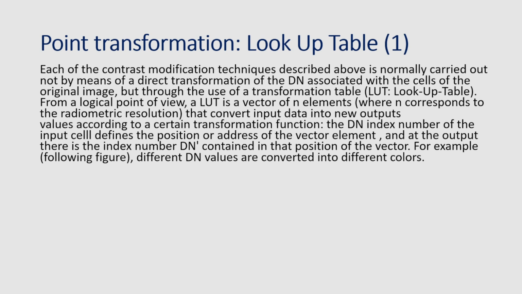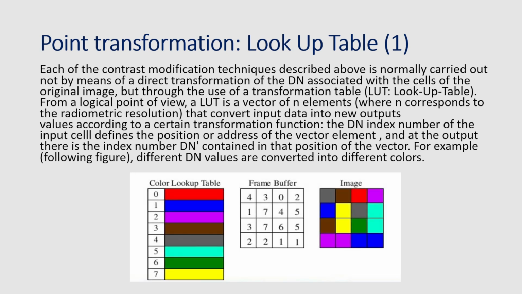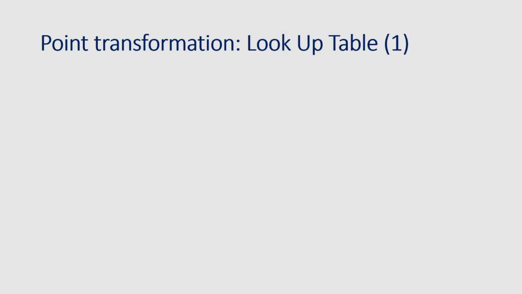The DN index number of the input cell defines the position or address of the vector element, and at the output there is the index number DN contained in that position of the vector. For example, following figure, different DN values are converted into different colors. Point transformation, lookup table.